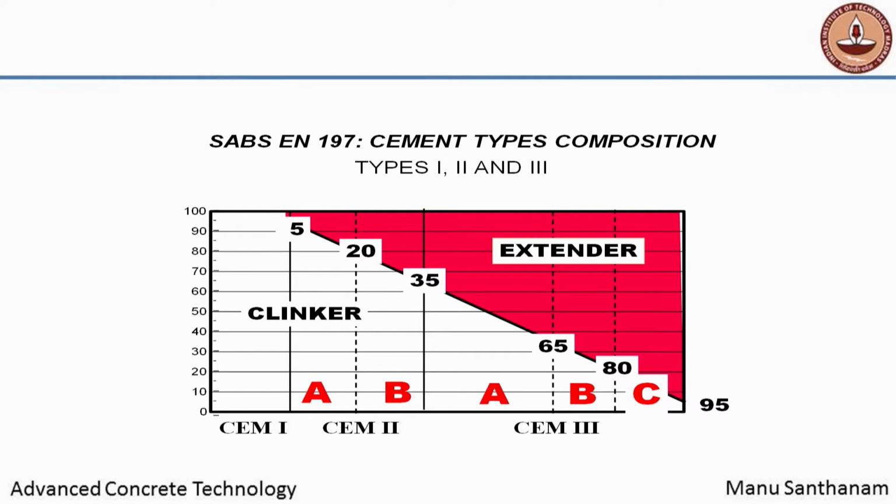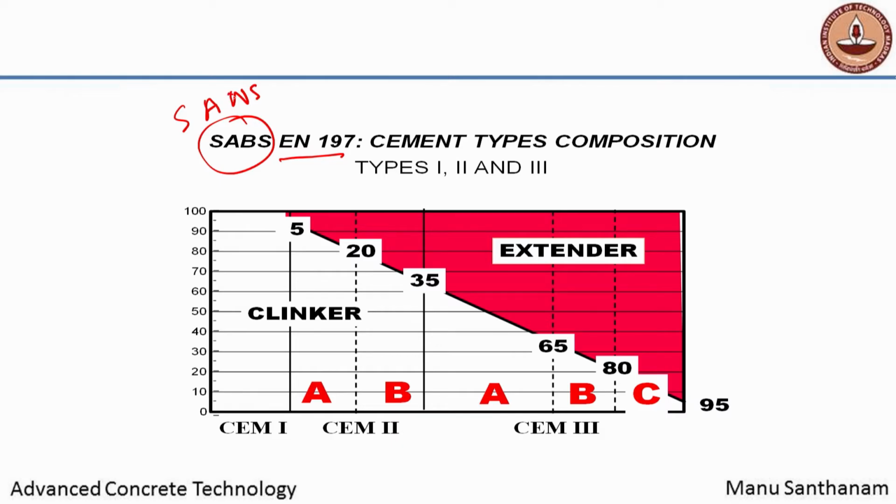Now, of course, this is not directly from the Euro norms. The Euro norm is EN 197. So, this is actually the adopted version of the Euro norms for the South African standards. SABS is the South African standards. Of course, this was in the past. Now, I think it is called SANS, if I am not mistaken. SANS, South African National Standards.